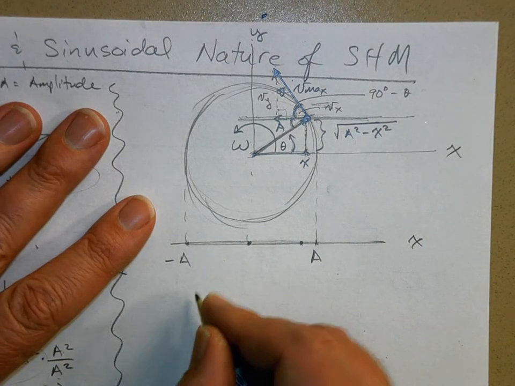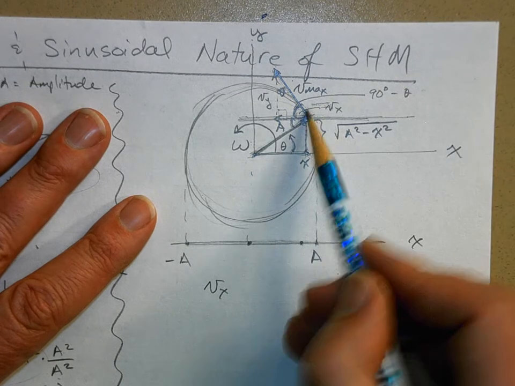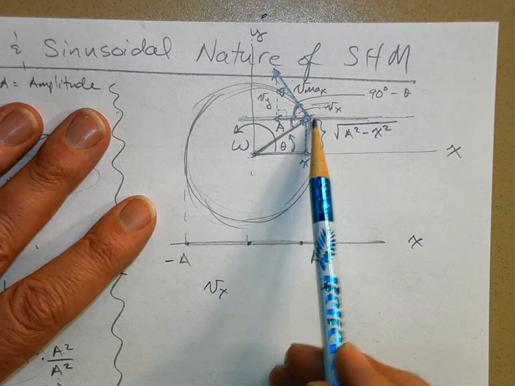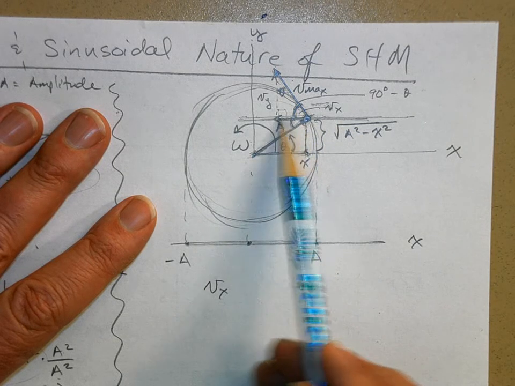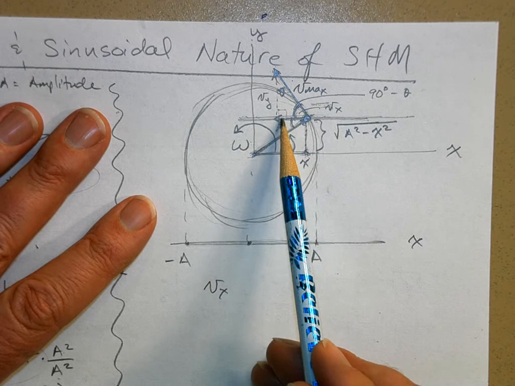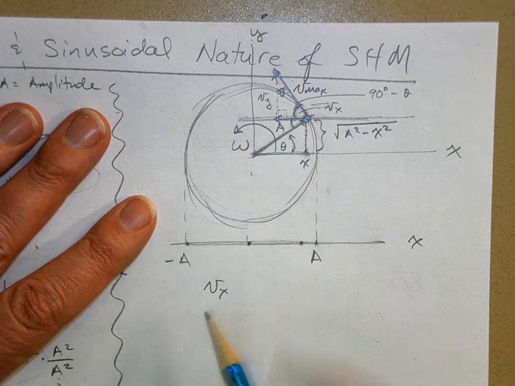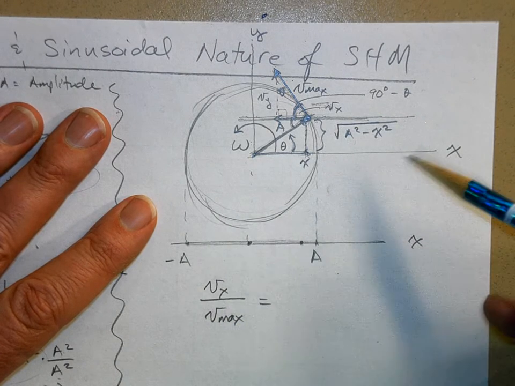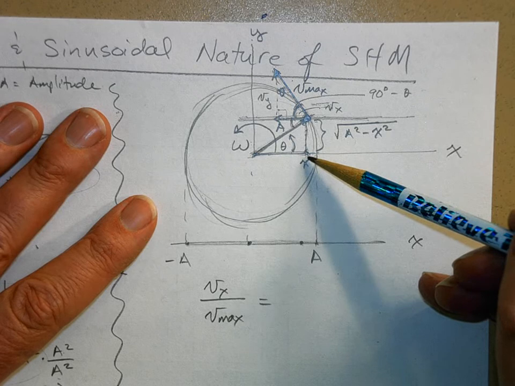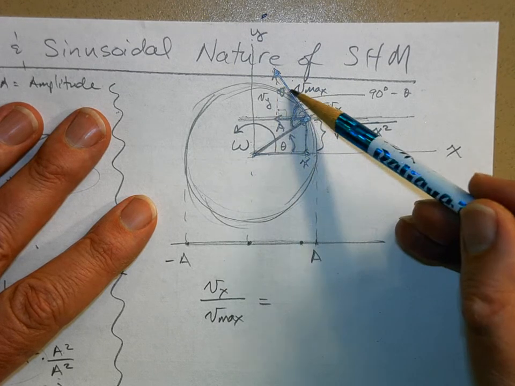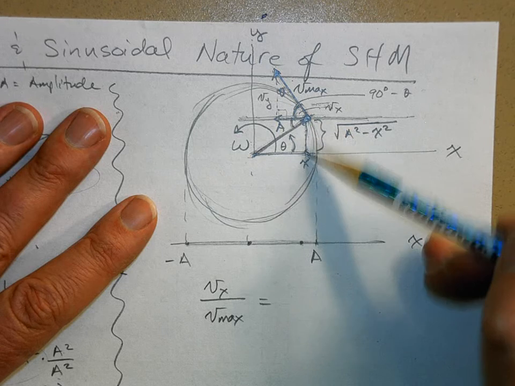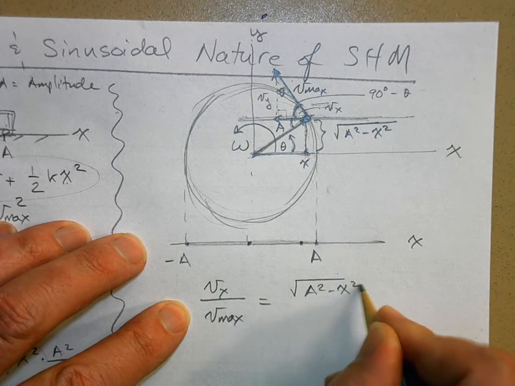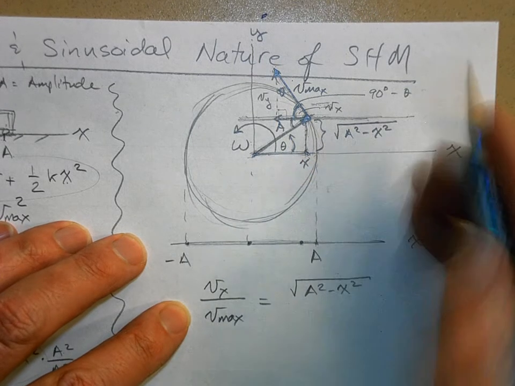And I'm going to say Vx. See how this is opposite to this angle? Vx, look at Vx, right here. Vx is to Vmax as what is to what on this triangle? Well, Vx is opposite from the angle. So the opposite of this angle is the square root of a squared minus x squared over the hypotenuse, which is a.